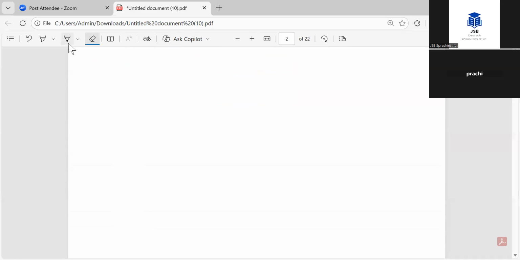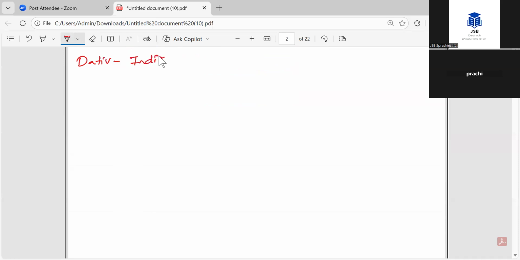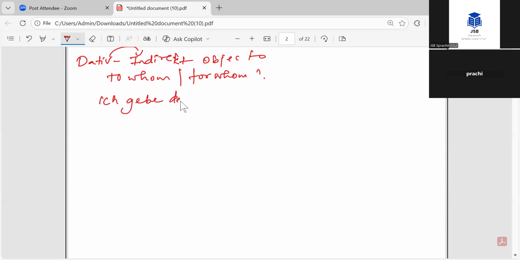Okay. Next, dative. Indirect object. Okay. To whom, for whom. So it is used for indirect object. For example, ich gebe dem Kind ein Buch. So what is the meaning? I give the child a book.